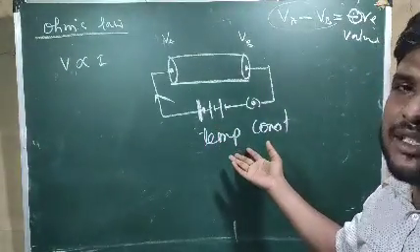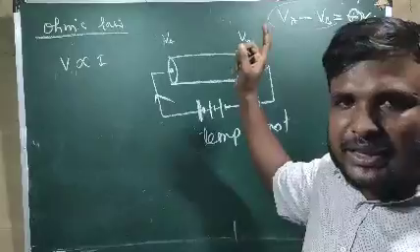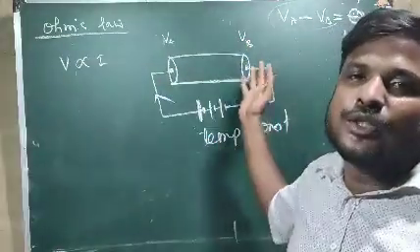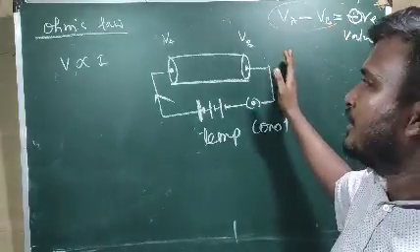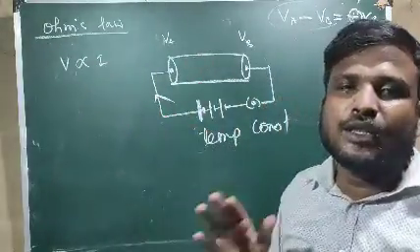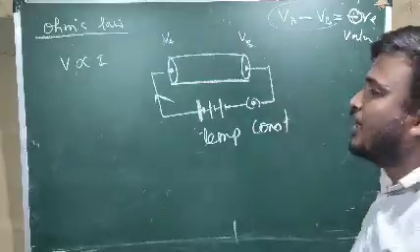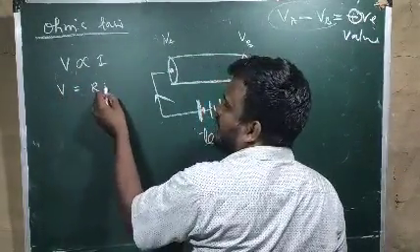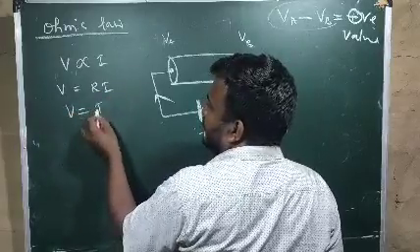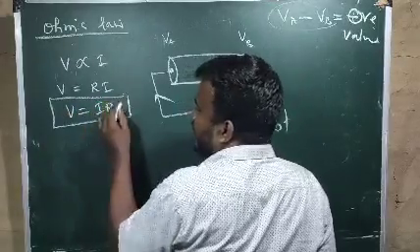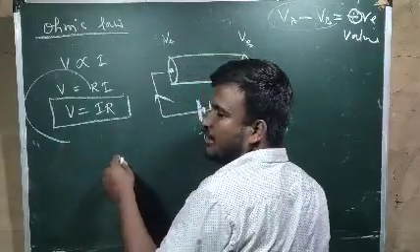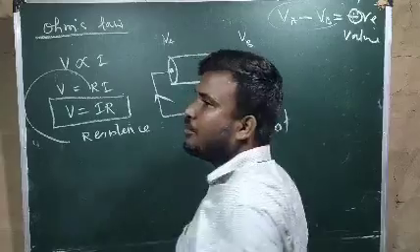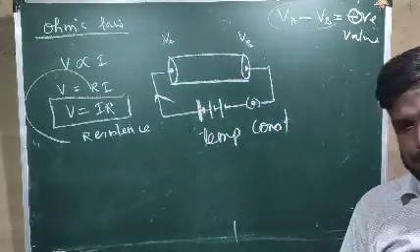If temperature does not remain constant, what will happen? Electrons will get some more energy, then they will move here and there, and current will be non-uniform. If current is non-uniform, then this proportionality will not remain valid. So if you change this proportionality sign into an equality sign, one constant will come, and that constant is R. So we can write V equal to IR, where R is a constant of proportionality called resistance.